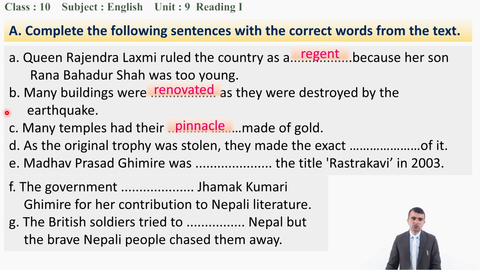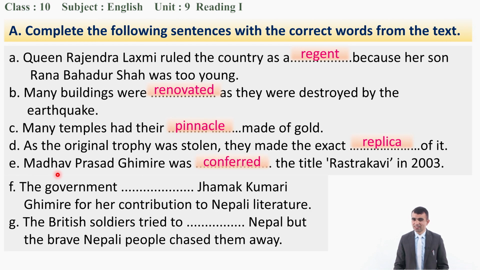Next, statement D. As the original trophy was stolen, they made the exact blank of it. What have you used? Okay, replica. Exact copy, isn't it? Well, E. Madhav Prasad Ghimire was awarded the title Rashtrakavi in 2003. What do you use here? Good. Confer. Confer the title, awarded, honor. Next one, F. The government awarded Jamak Kumari Ghimire for her contribution to Nepali literature. What is the word here? Patronized, supported. Patronized Jamak Kumari Ghimire for her contribution to Nepali literature.